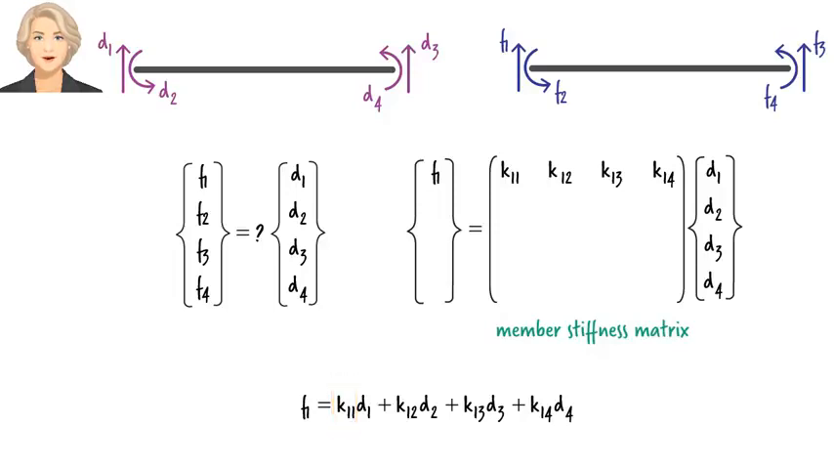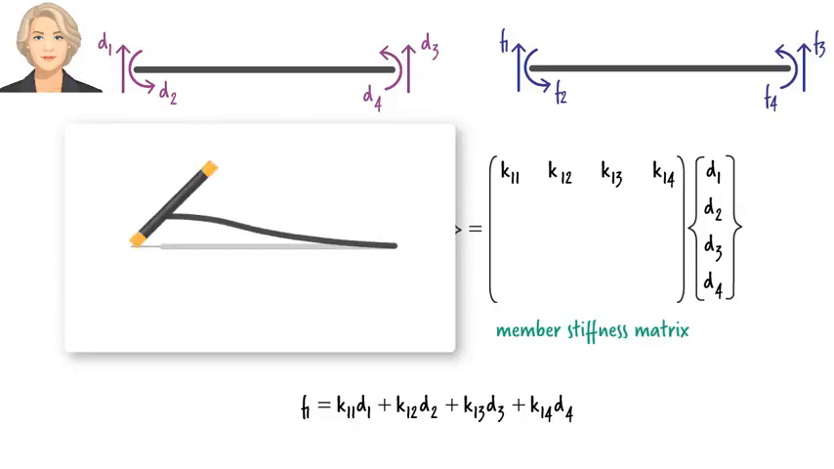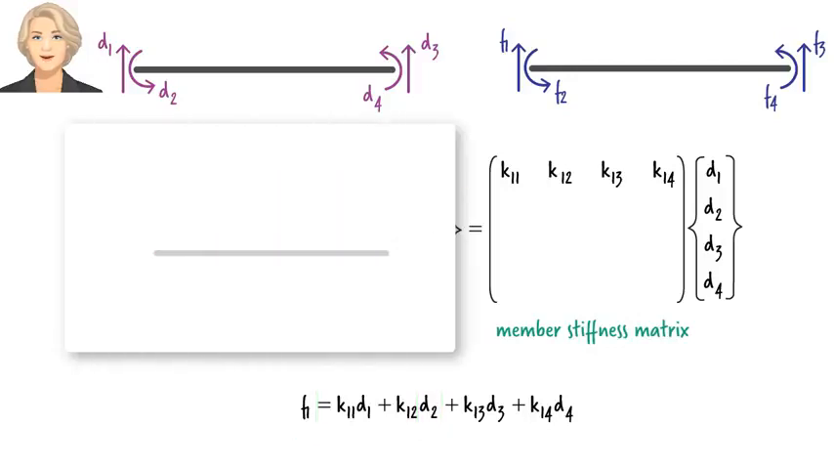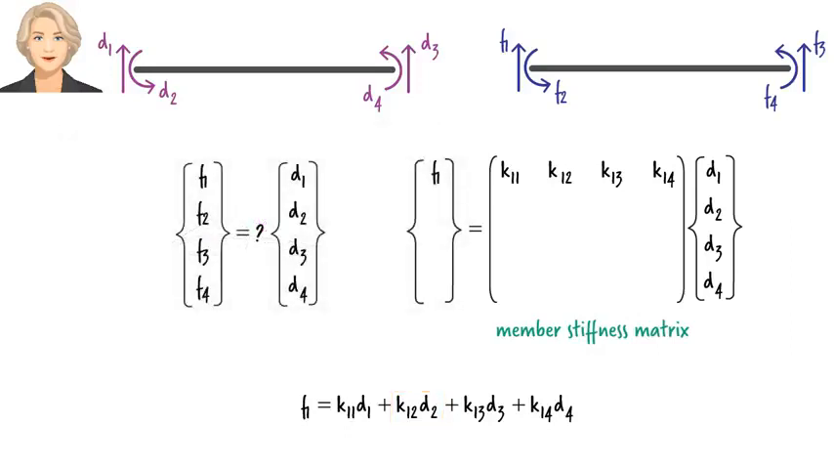What is K11? It is the stiffness coefficient for pair F1-D1. This means if the beam is displaced in direction 1 by D1, then a force equal to K11 times D1 develops in direction 1. Similarly, K12 is the stiffness coefficient for pair F1-D2. If we give the beam a displacement in direction 2, then a force of K12 times D2 develops in direction 1. So, the total force in direction 1, which we labeled F1, is the sum of the forces in direction 1 caused by each of the 4 displacements.